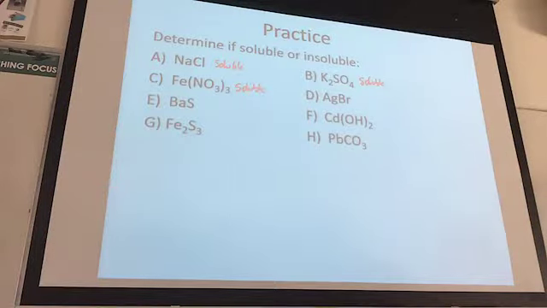Silver bromide, we can see that most bromides are soluble, although silver bromide is an exception. It's insoluble. So silver bromide would be insoluble. Barium sulfide. So we can see that most sulfides are insoluble. Barium is not an exception. So that tells us that barium sulfide would be insoluble.